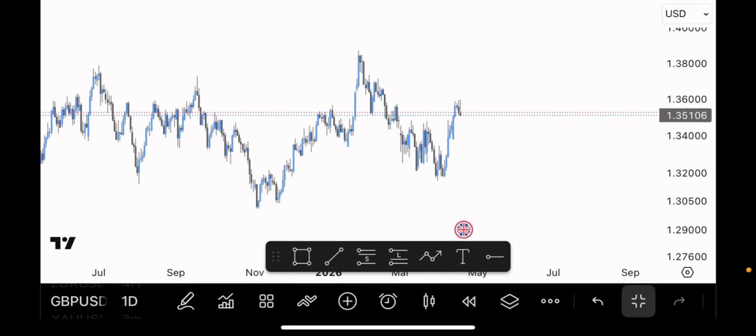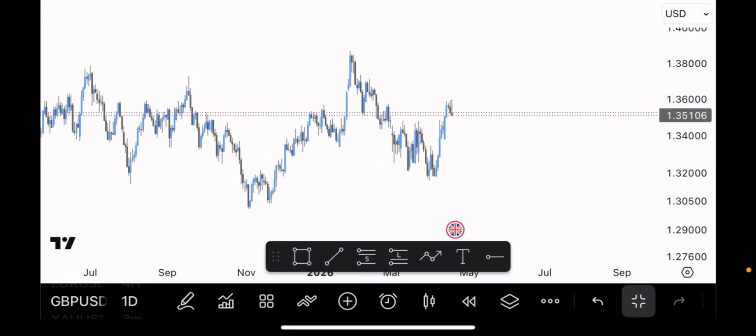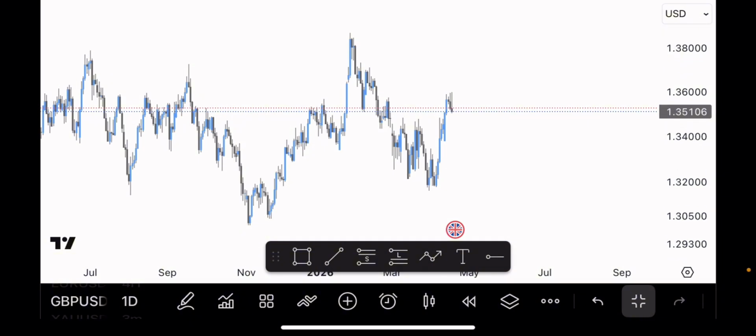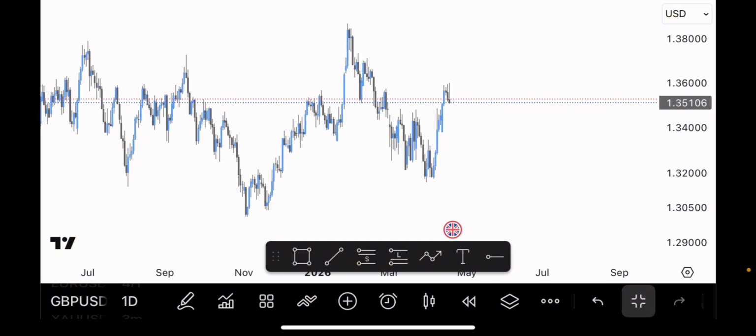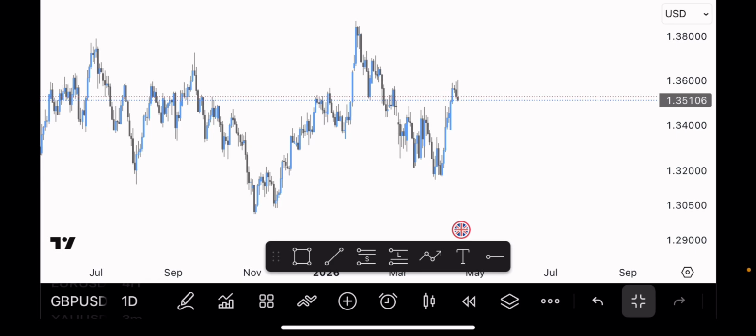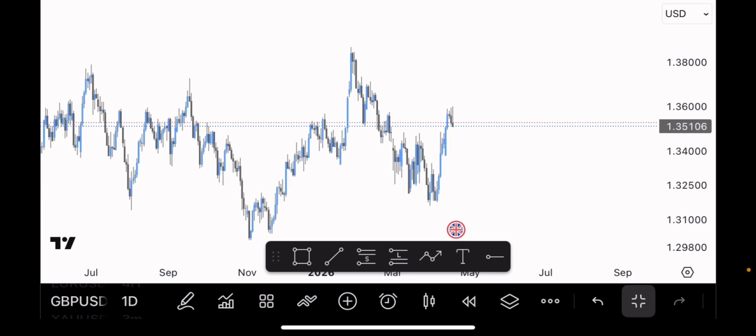So hello everyone. Let me break down how to trade this week on GBPUSD. I'm going to analyze both GBPUSD and XAUUSD, which is gold. Firstly, you have to start your analysis with the daily time frame to see the direction of the market.